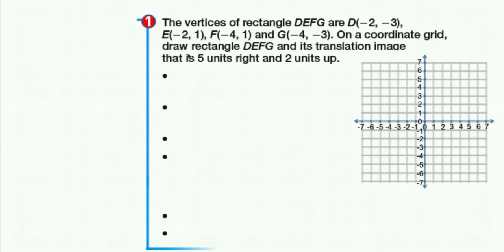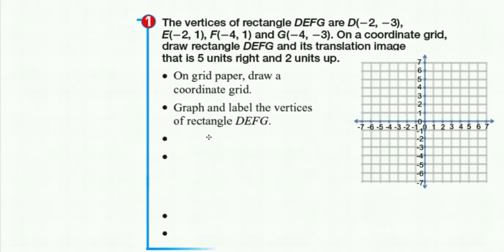On a coordinate grid, draw rectangle DEFG and its translation image that is 5 units to the right and 2 units up. First, on grid paper, draw a coordinate grid like what we have here. Then, second step, graph and label the vertices of rectangle DEFG. Point D is negative 2, 3, right here. This is point D. And we have point E as negative 2 and 1. This is point E, right there.